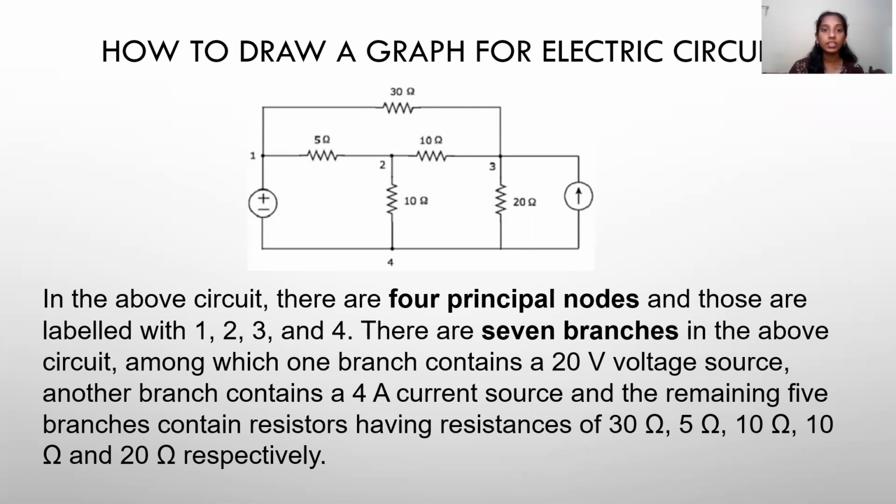In this circuit, there are four principal nodes labeled as 1, 2, 3, and 4, and 7 branches. One branch contains a 20 volt voltage source, another branch contains a 4 ampere current source. The remaining 5 branches contain resistances of values 30 ohms, 10 ohms, 20 ohms, 5 ohms, and 10 ohms respectively.